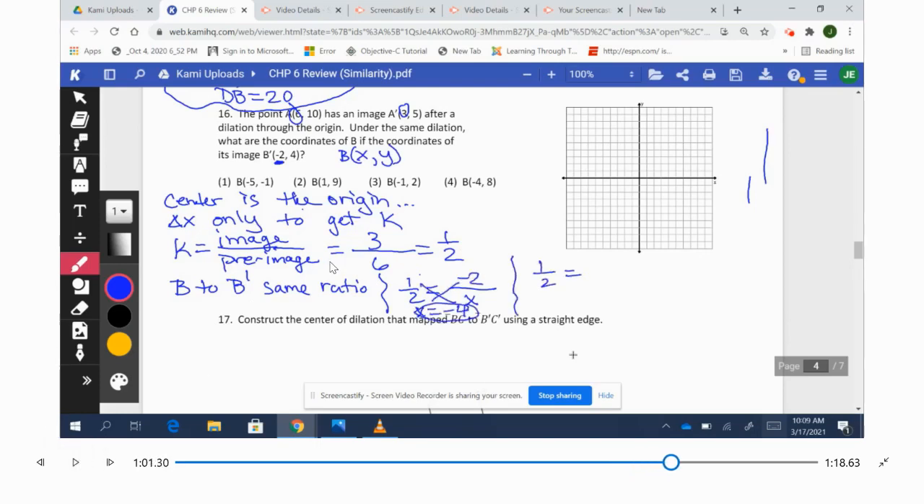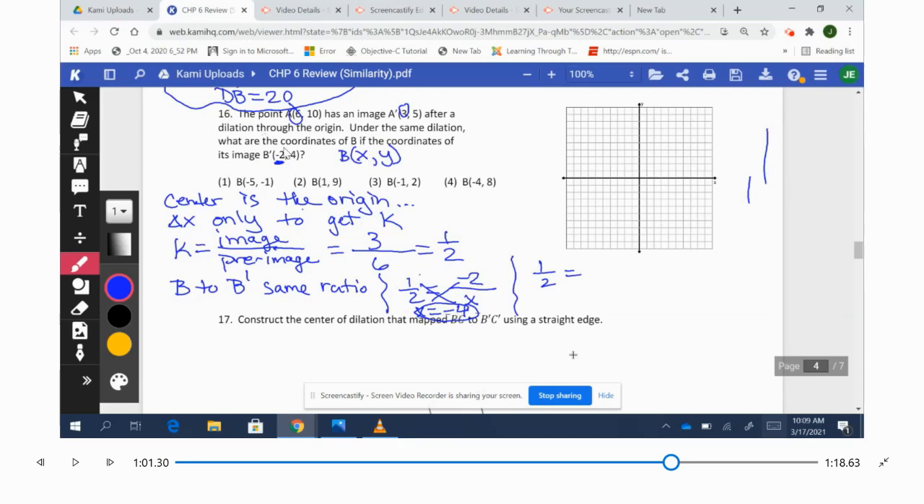Now, I'm showing the proportions. So I'm taking the scale factor 1/2 to be image over pre-image. Now think, they gave me B prime, which is the image. So for x, I put -2 up top. Cross multiply, and we'll get our pre-image for x, which is -4.